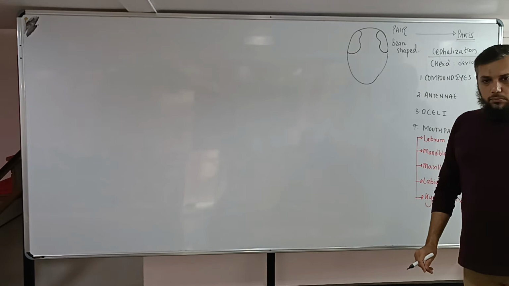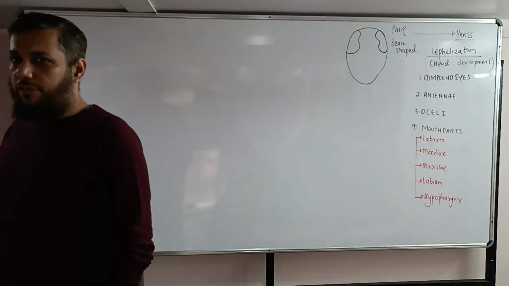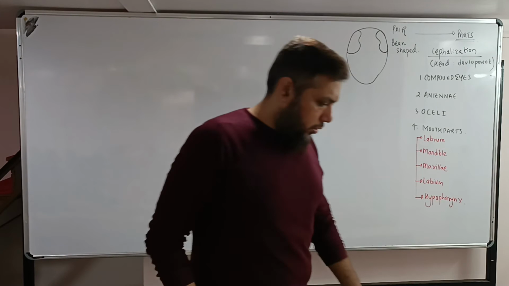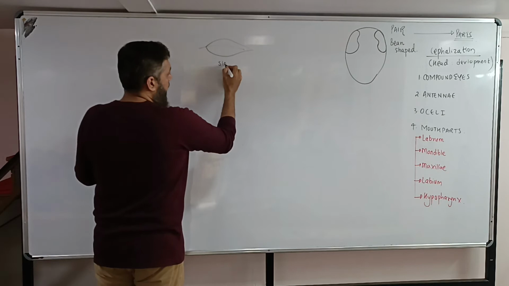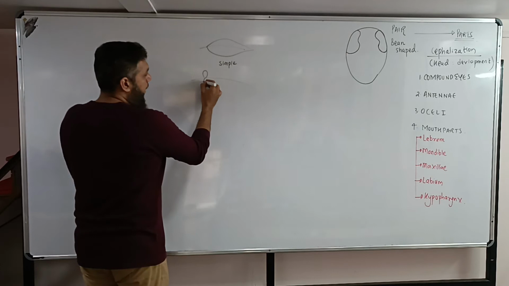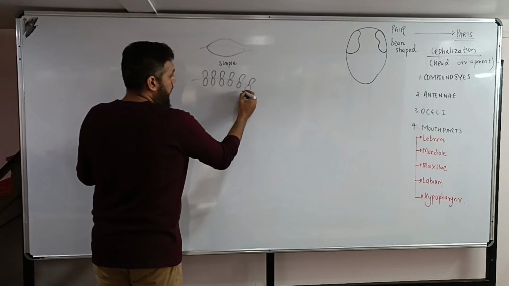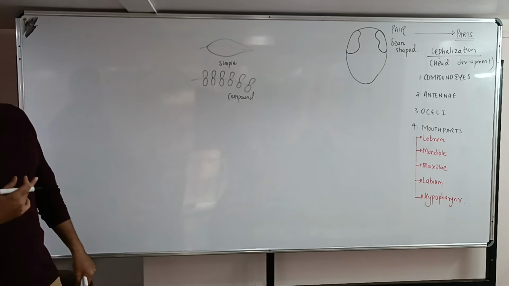Now, why are we using the word compound eyes? What is the difference between simple and compound in biology? Remember, whenever something is entire, it is called simple. Whenever it is divided into smaller parts, the word used is compound. So, did I make the eyes or the leaf? Leaf. Did you understand my point?